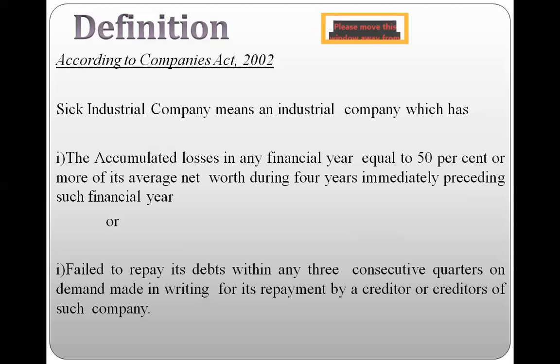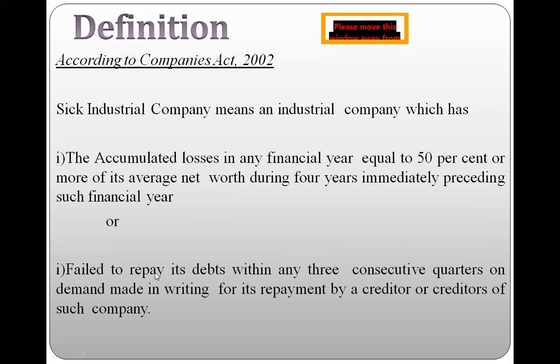Next definition, according to the Companies Act 2002, a sick company means an industrial company which has accumulated losses in any financial year equal to 50% or more of its average net worth during the 4 years immediately preceding such financial year. So 50% of the losses is already there. This is an accumulated loss which has happened over the last 4 years, and the same will be in the preceding financial year also.